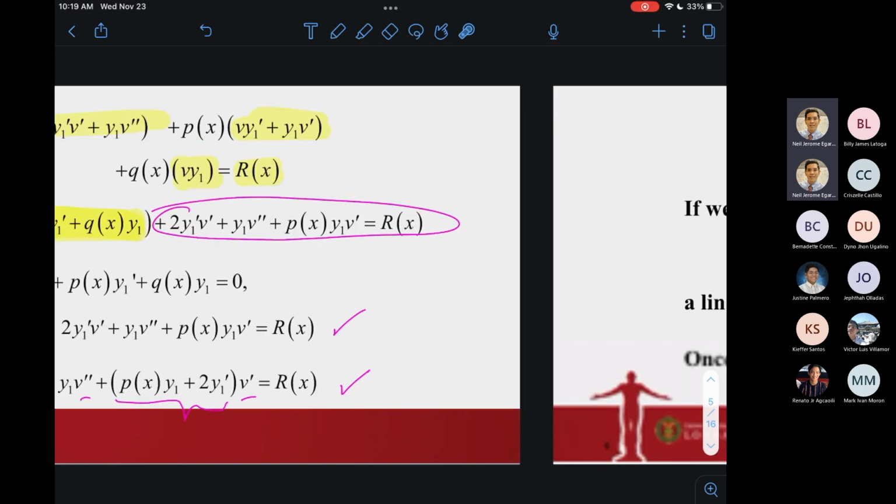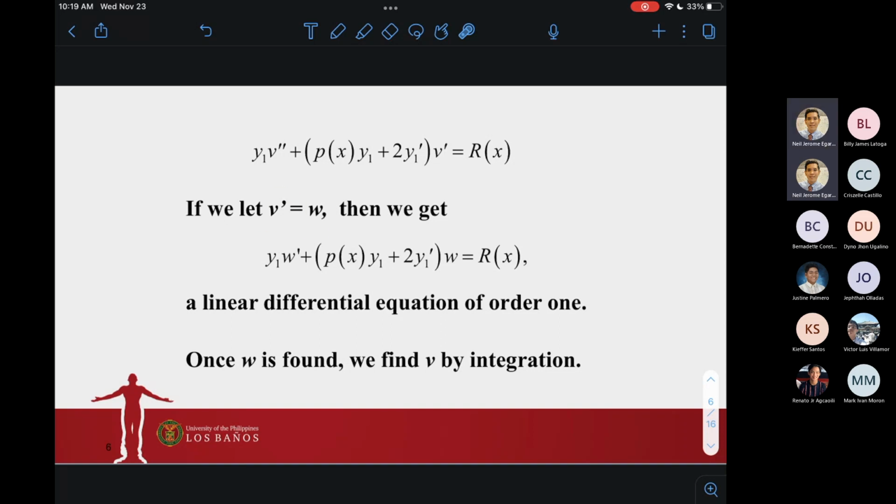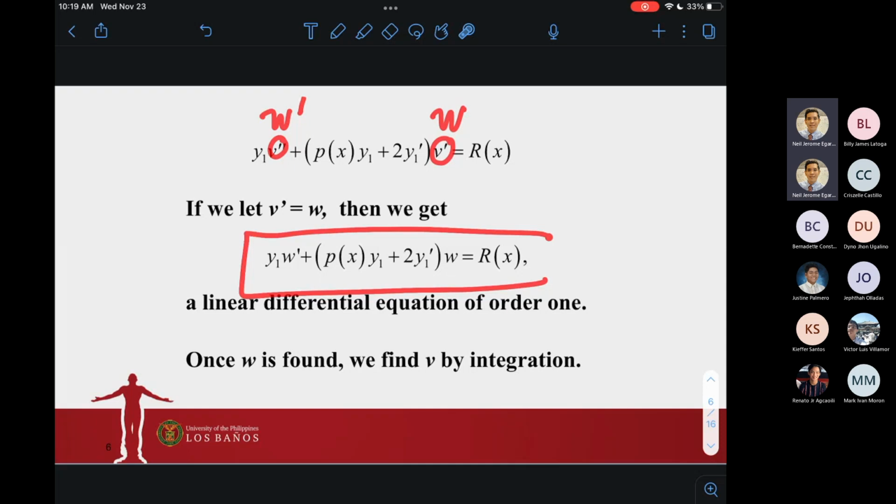I can now let w be equal to v prime. Okay? So that the order is lower. So I'll keep v prime under the name w. So v prime here becomes just w, and v double prime becomes just w prime. So I get this equation over here. Now, what do you notice here? It is now just an order 1 GLDE.